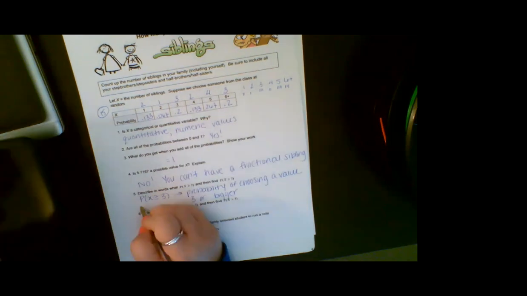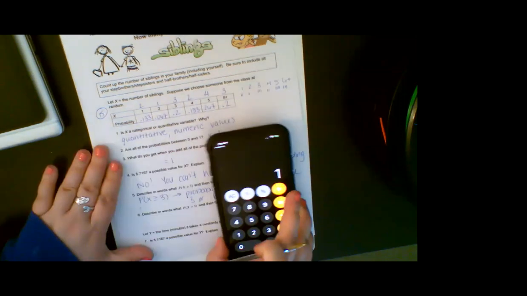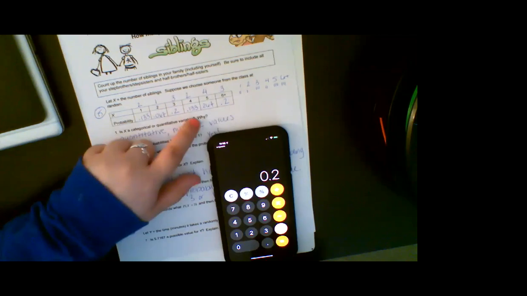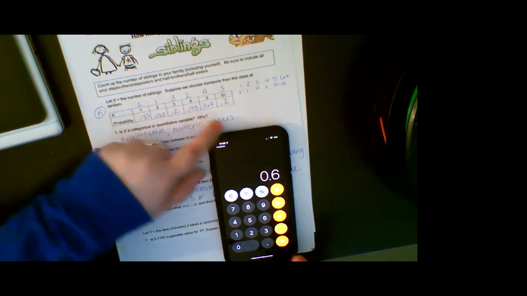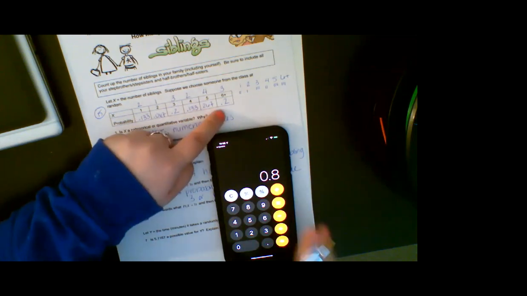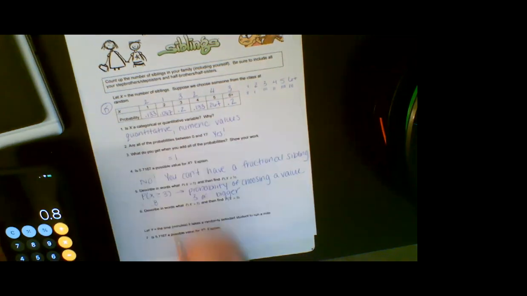Okay, and how we get that is we're going to add up all of the probabilities of 3 or more siblings. So we've got 0.2 for 3, 0.133 for 4 siblings, 0.267 for 5 siblings, plus 0.2 for 6 or more. So there's a 0.8. 0.8 is the probability of 3 or more siblings.